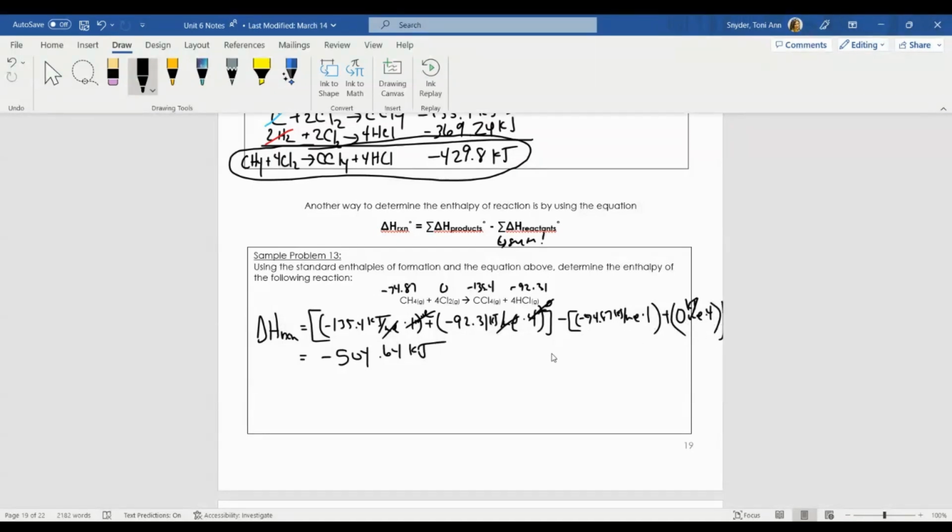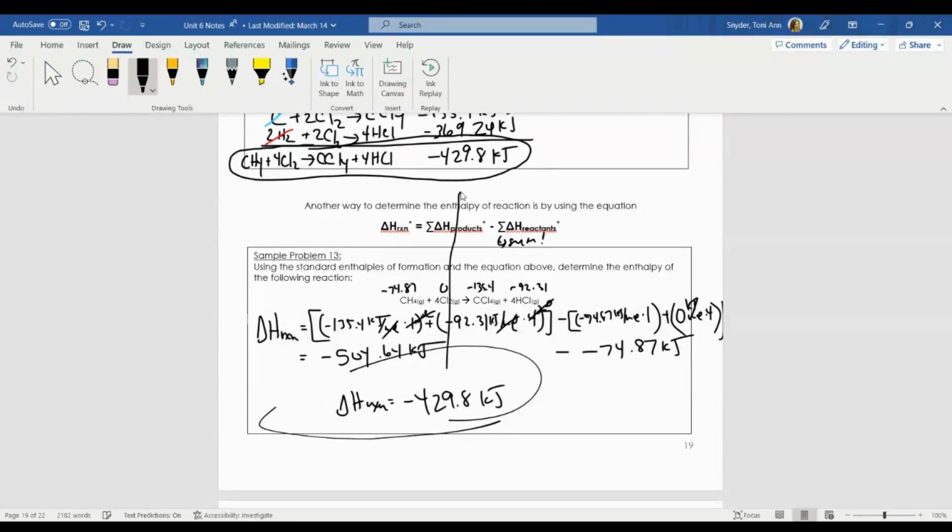When you solve this part of the reaction, I have negative 504.64 minus negative 74.87 kilojoules. So when you do that final part, negative 504 plus technically 74.87, I get a delta H of reaction that's equal to negative 429.8 kilojoules. Check that out. This guy and this guy match each other.